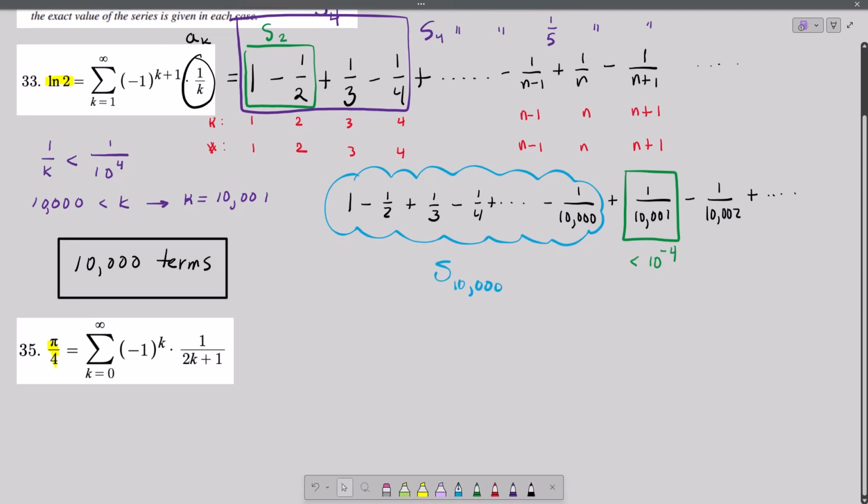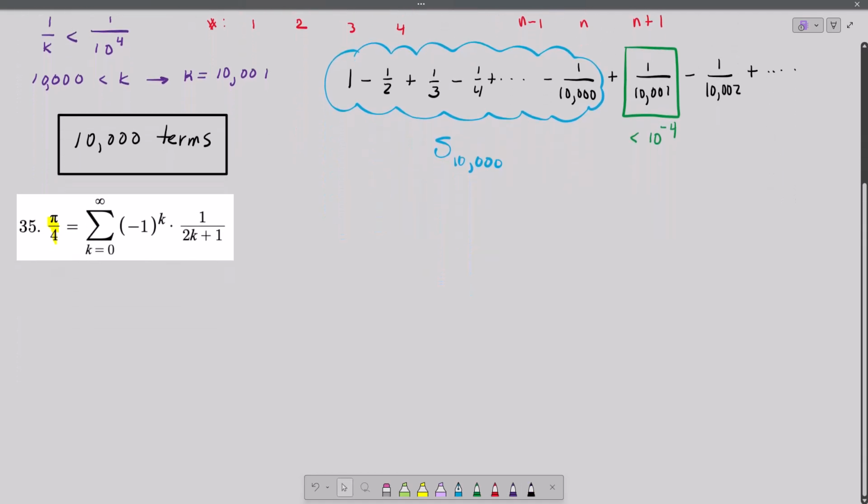Okay. Let's try another one. We're going to take a few of these to get used to the process, so let's try to be diligent here. This one starts at 0, so we've got to be a little more careful. If we start looking at the terms, we know that our goal is that we want this piece to be less than 10 to the negative 4. We want to know what k value corresponds to that. So we set up an inequality.